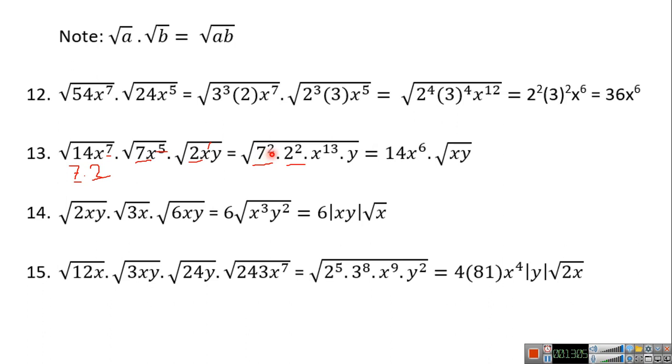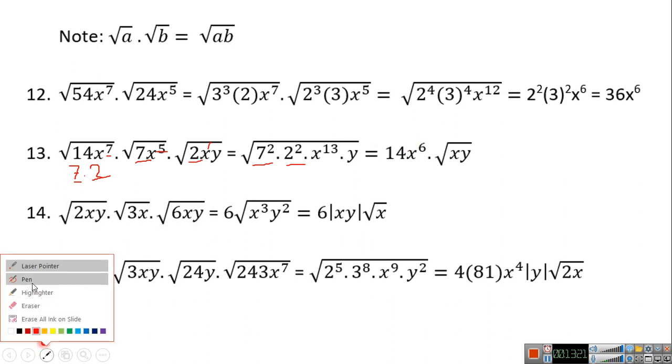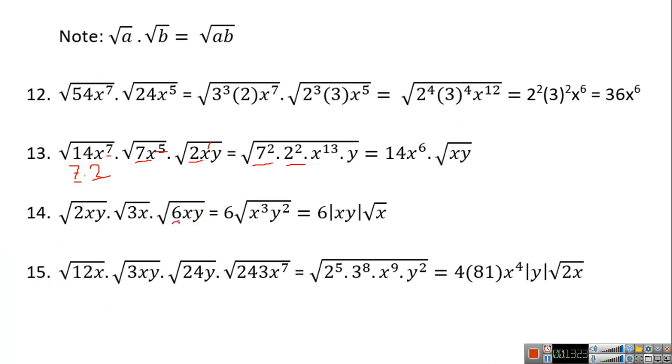7, 2 divided by 2 is 1, 2 divided by 2 is 1. You have 7 and 2 outside, so it will be 14. 13 divided by 2 is x to the power 6. No need to put absolute value. Here the same. 6 is 2 times 3. So as you can see, if you want to do it step by step, this is 2 and 3.